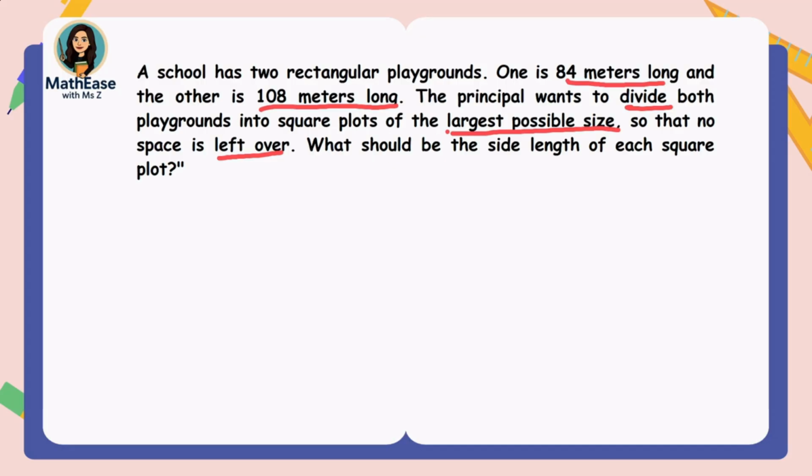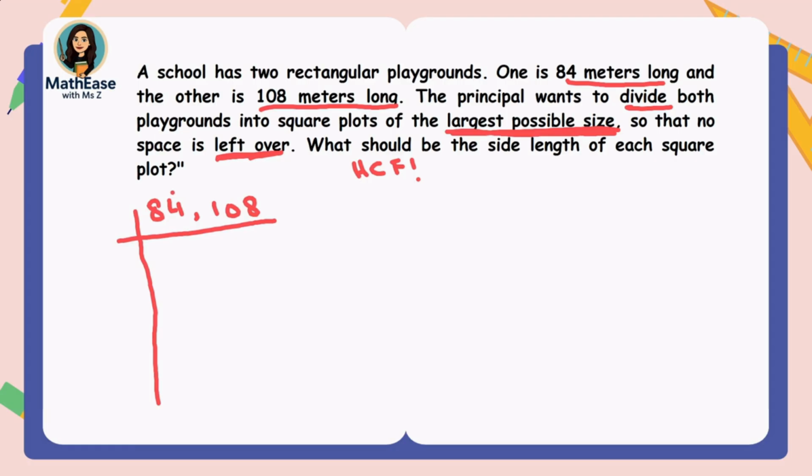Did you notice how the key phrase here was the largest possible size that fits exactly? That's your hint that the problem is about HCF. The words largest and fits gives it away. Now, back to the first step, writing the numbers down, which is 84, 108. And we make the lines like we always do.